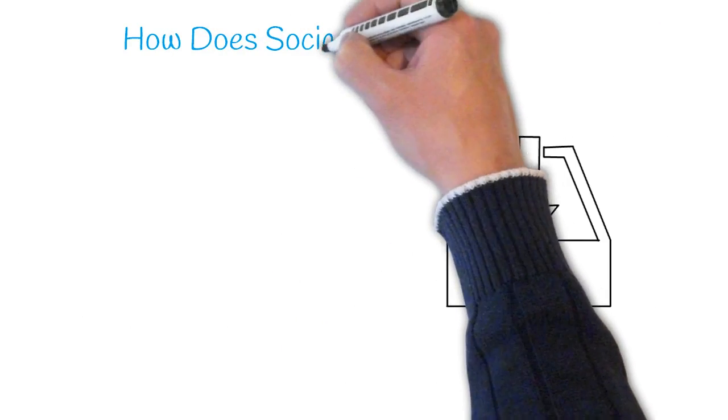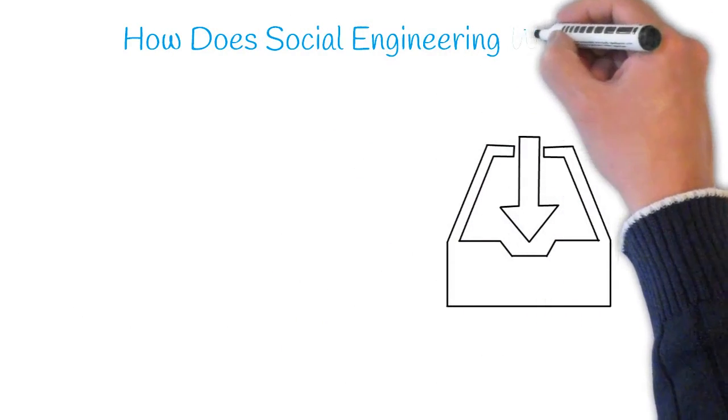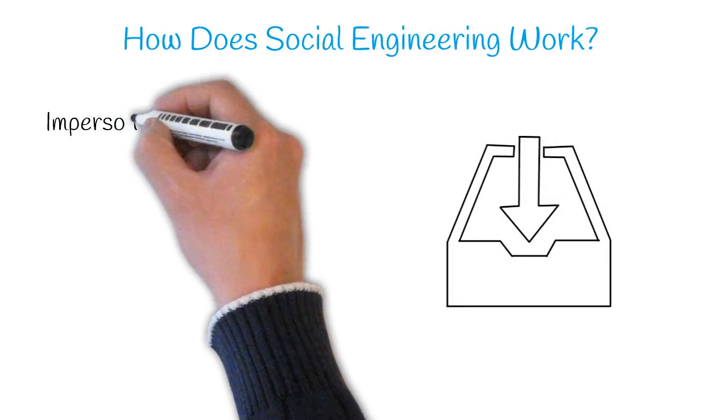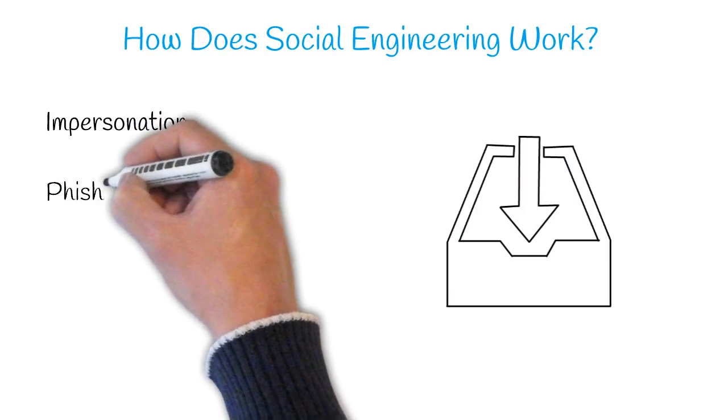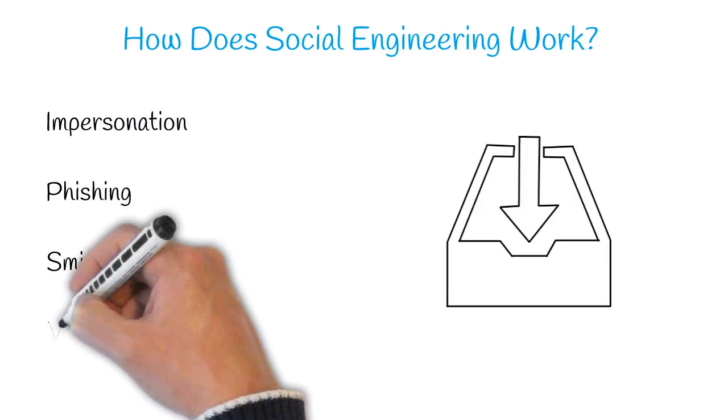Social engineering can occur through multiple vectors. The four primary techniques used in social engineering attacks are impersonation, phishing, smishing, and vishing. Let's examine each of these attack vectors more closely.